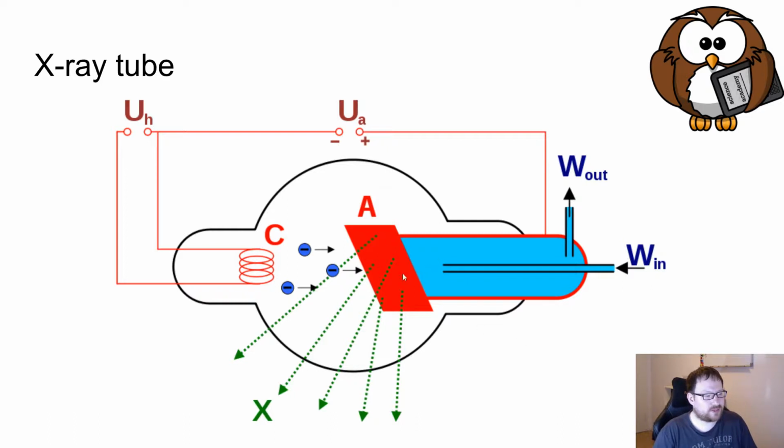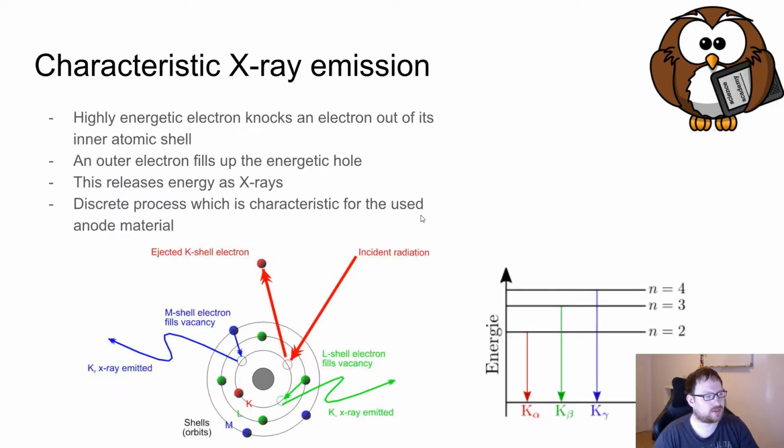So the question is basically what process in the anode material happens so that X-rays are generated. There are two main processes that happen in the anode when such a high-energy, high-speed electron hits the atoms of the anode. The first I want to talk about is the so-called characteristic X-ray emission. Characteristic in the sense that it is specific to the anode material.